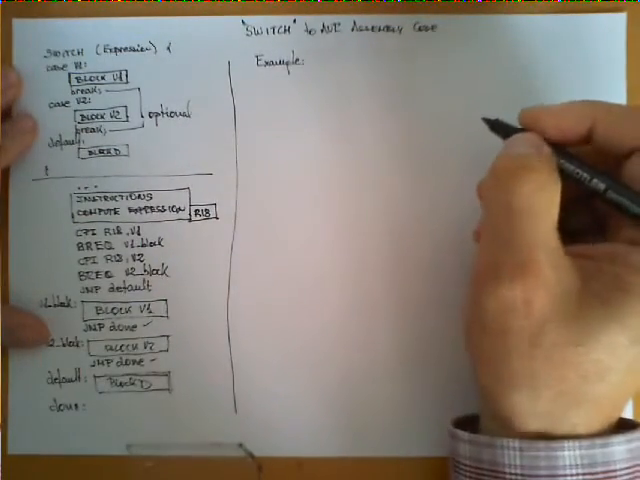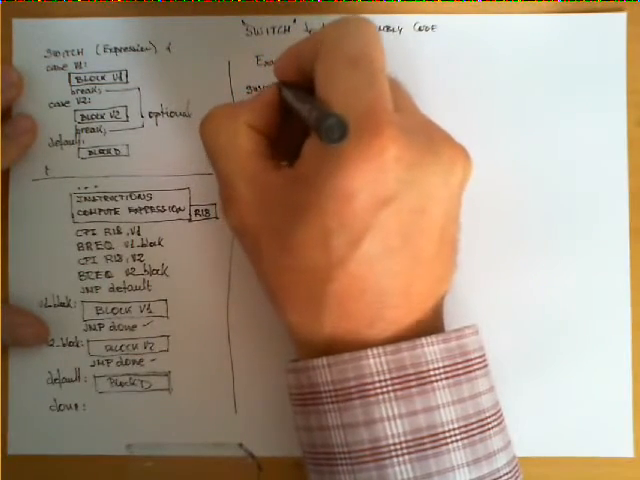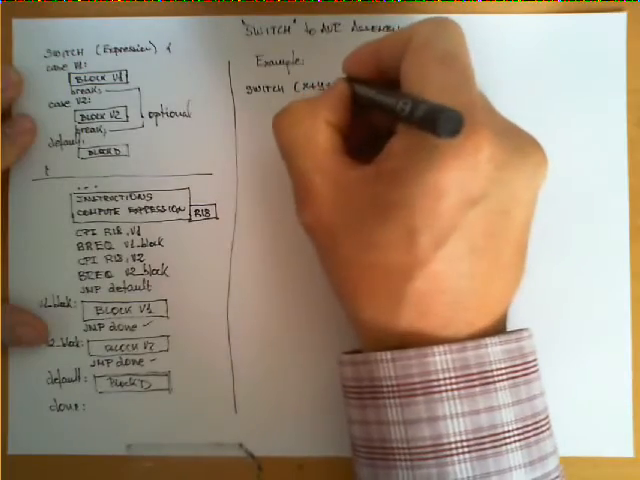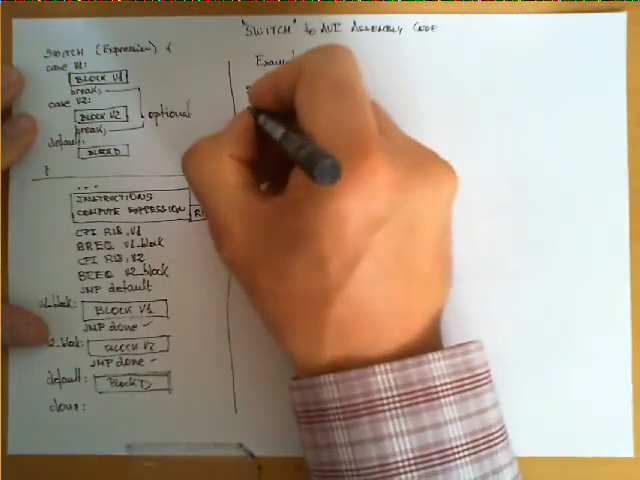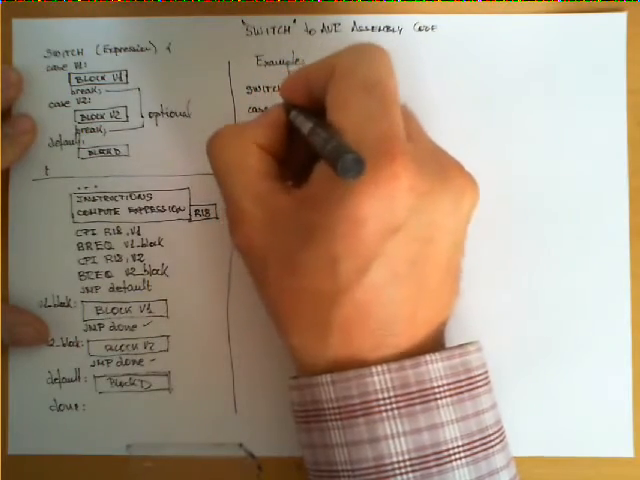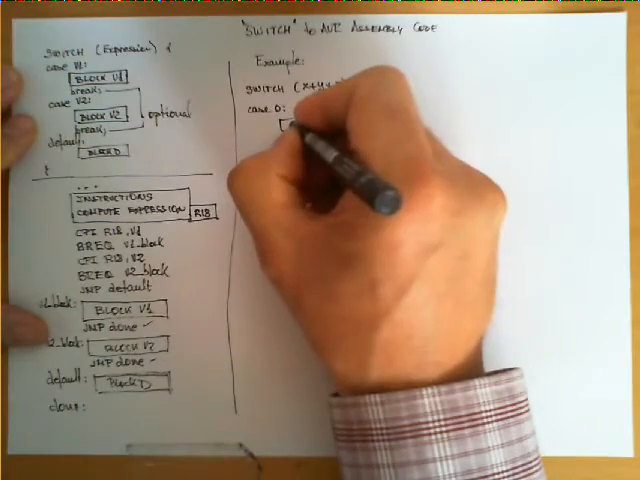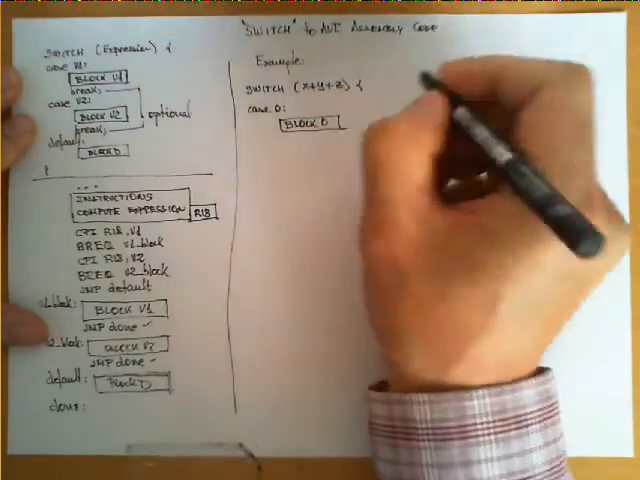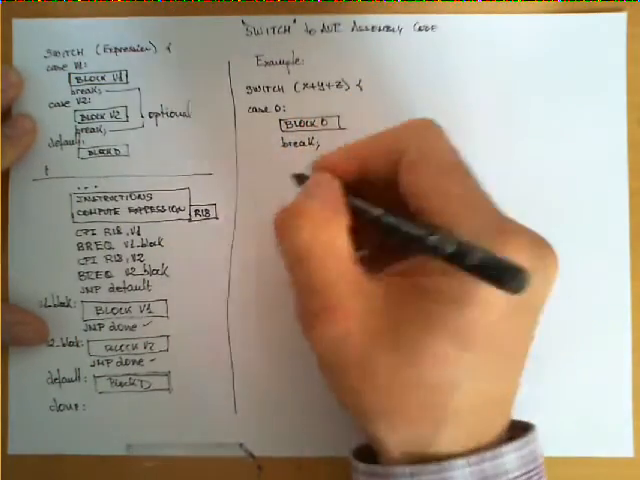with an expression that is a bit more complicated. Let's suppose we have the expression x plus y plus z, and we have, for example, two cases. Case 0, we have code, let's call it block 0. We're going to insert a break statement here.